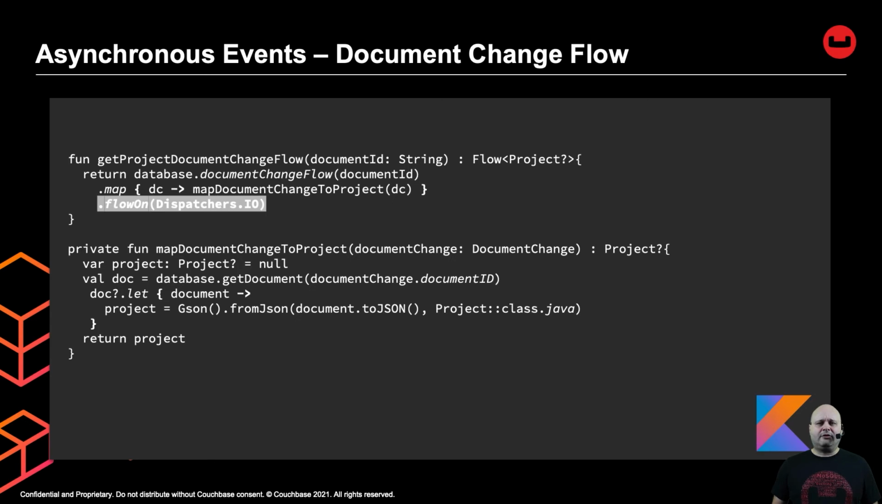As discussed earlier, it's important to remember that the flow runs on the dispatcher that collects the information from the flow. If this was a view model that was running on the main UI thread, this could cause performance problems. By using the flow_on function, we can make sure that the code that reads from the database runs on the proper dispatcher.